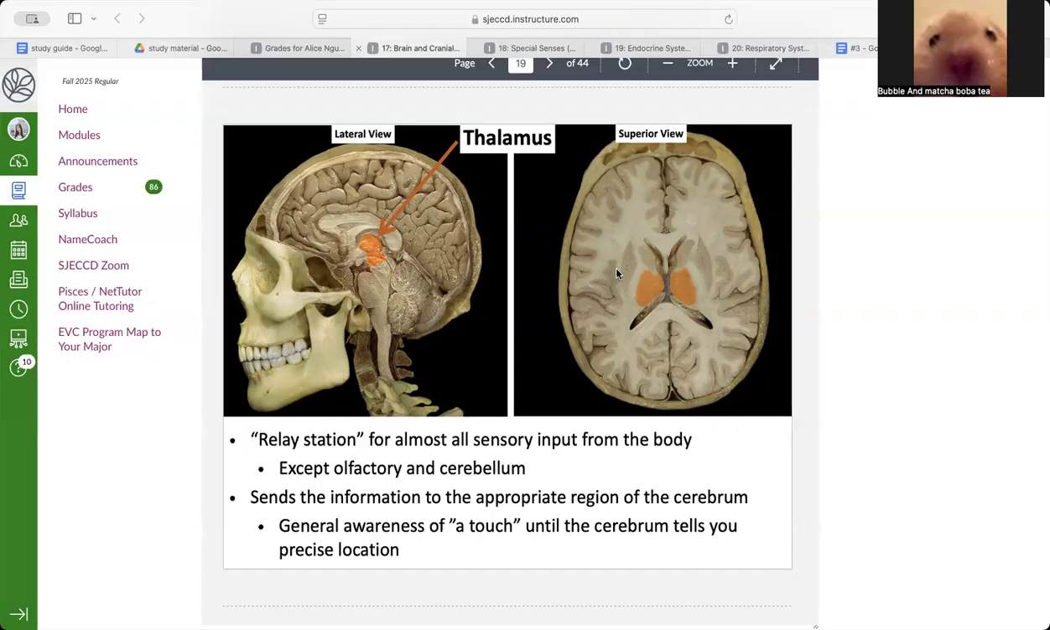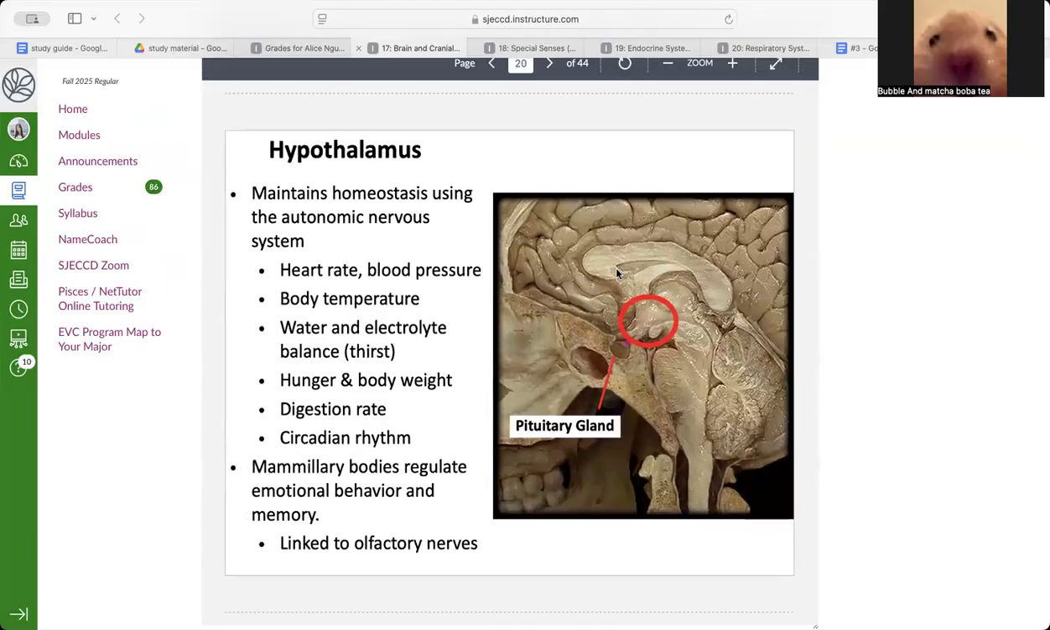And the hypothalamus, it's homeostasis, right? It makes up the floor of the third ventricle and maintains homeostasis using your autonomic nervous system. It maintains your heart rate, blood pressure, body temperature, water, electrolytes, and circadian rhythms. They have little mammillary bodies that are for emotional behavior. Mammillary bodies are actually part of your olfactory pathway, so that's why smell is processed with memories. And the infundibulum is shaped like a cone and it attaches the hypothalamus to the pituitary gland, and secretes hormones like oxytocin and antidiuretic hormone too.